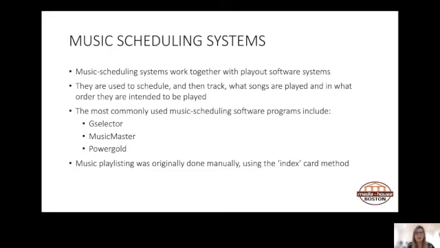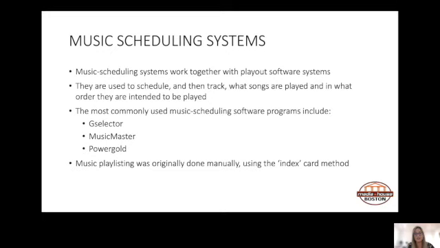Originally, music playlisting was done manually using what was known as the index card method. All data from a song, so the title, the artist, the publisher, record label, etc., was written on small index cards, which were then separated into different categories. For example, a CHR radio station may have 5 music categories that it has called Power, Current, Recurrent, Power Gold, and Gold.